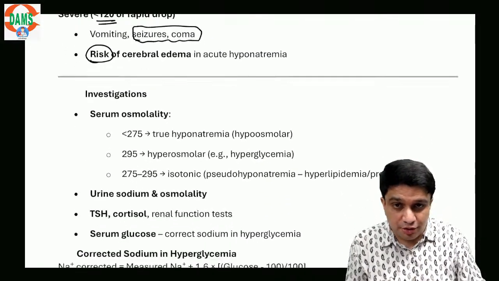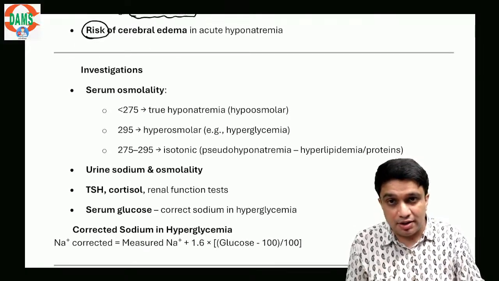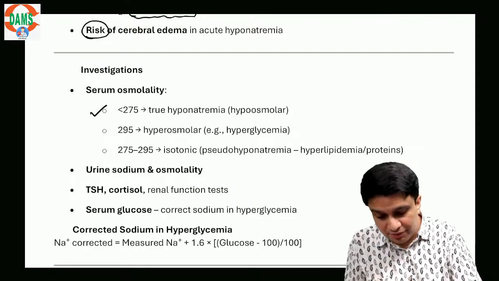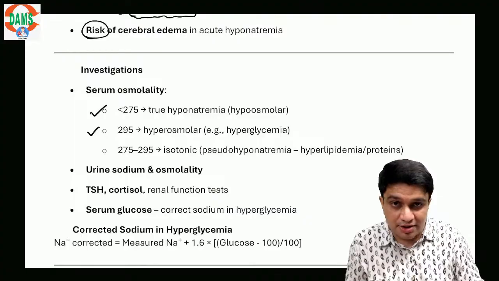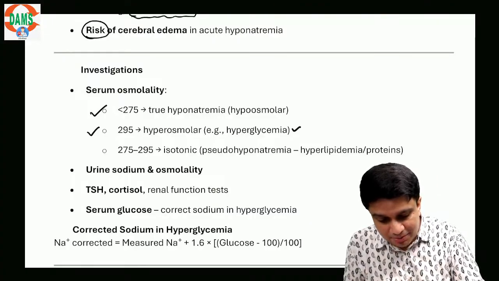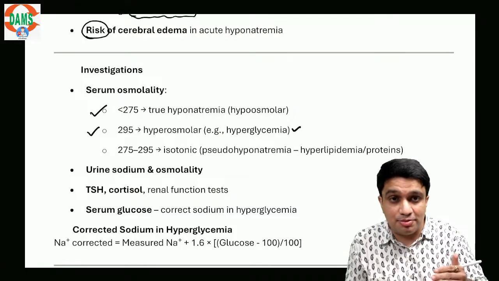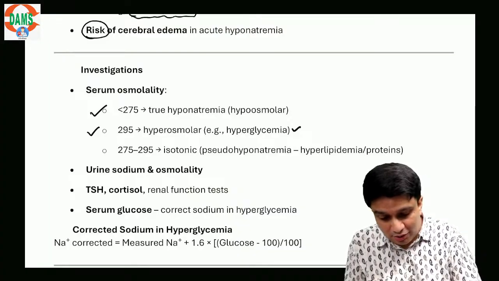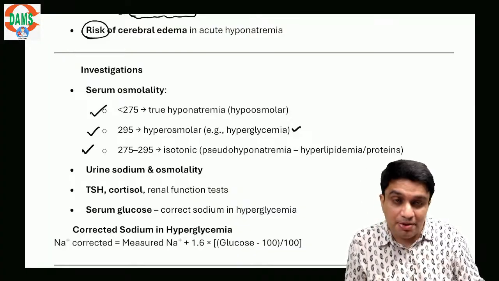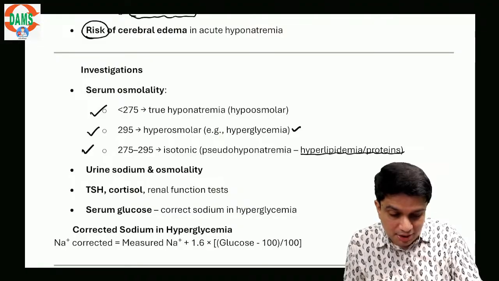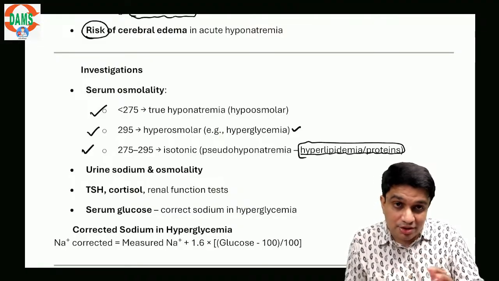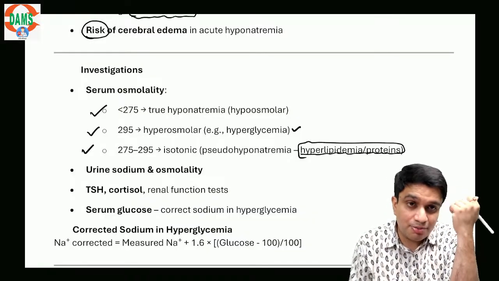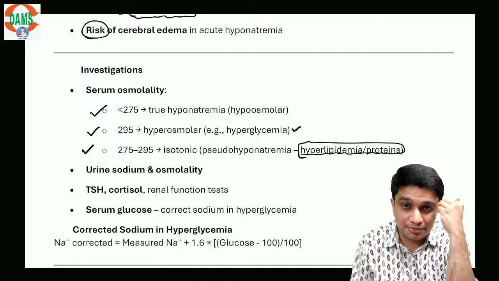Okay, so what am I going to look for? One is the serum osmolarity. If it is below 275, it is hypoosmolar. If it is above 295, it is high, it is hyperosmolar. And what are the causes for hyperosmolar hyponatremia? Increase in serum osmolarity brings in more water and decreases the sodium. Hyperglycemia. What is isotonic? Sometimes in patients with hyperlipidemia and high protein content, the tonicity is okay, but there is slightly more water there, and that causes hyponatremia. It is often referred to as pseudohyponatremia.